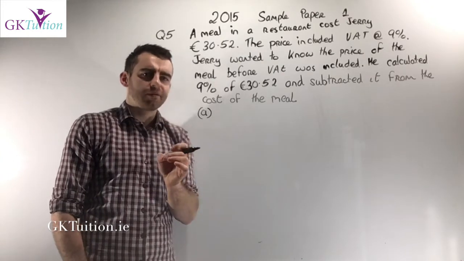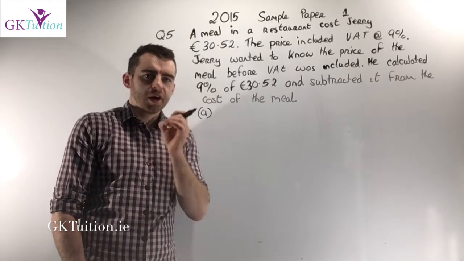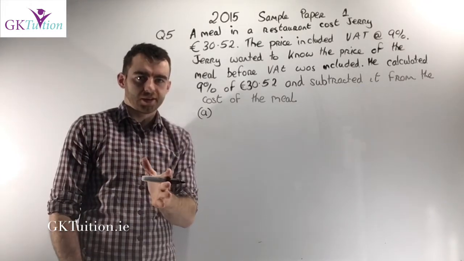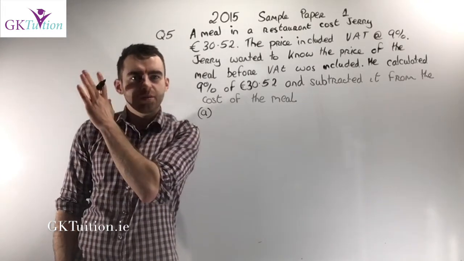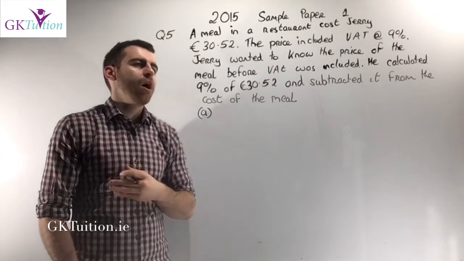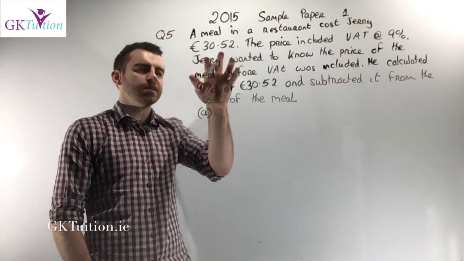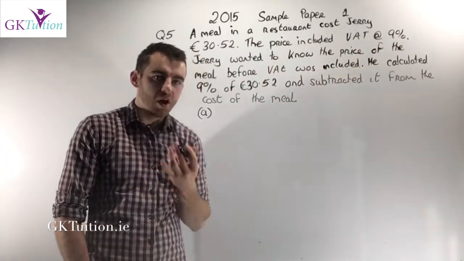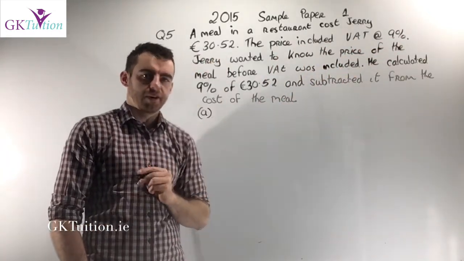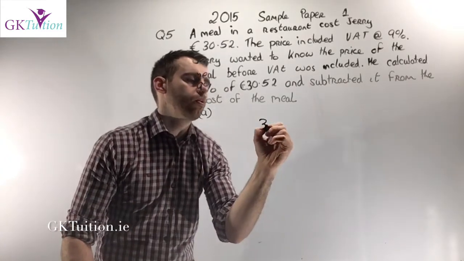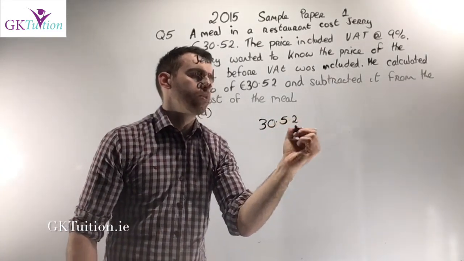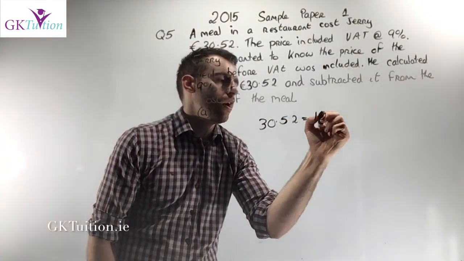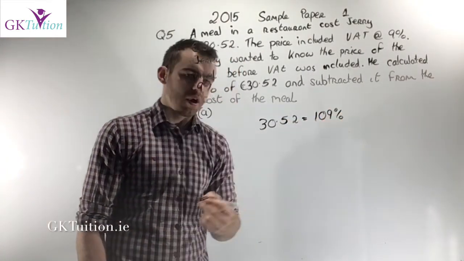When we're talking about VAT, we always consider the cost of the meal before VAT as being 100%. 100% is the cost of the meal before the VAT was added. I know that €30.52 is the cost of the meal plus the VAT. 9% VAT has already been added to this figure. So that tells me that the price that Jerry actually paid, €30.52, is in fact 109% of the original cost of the meal.